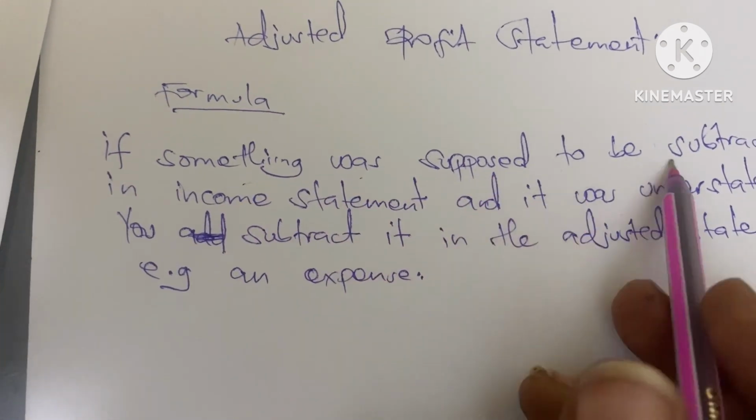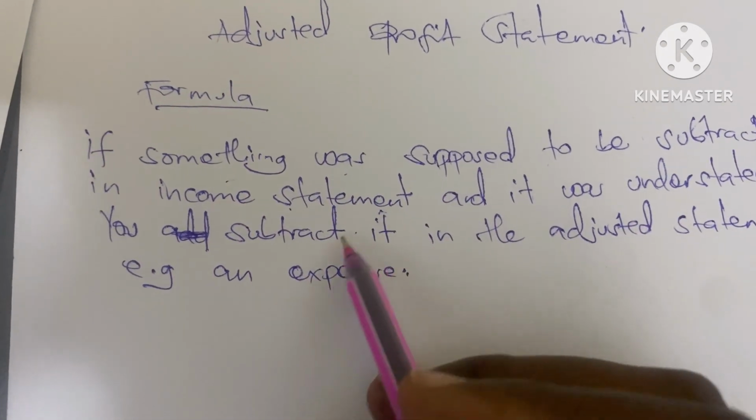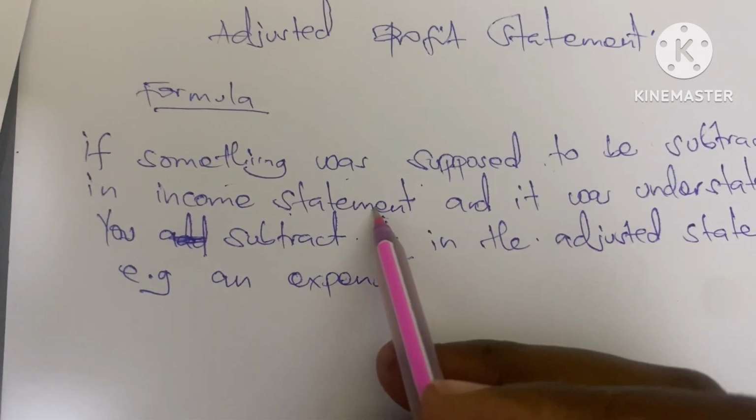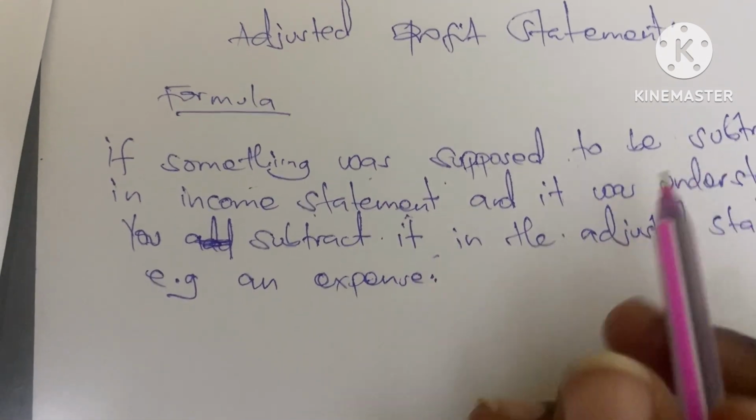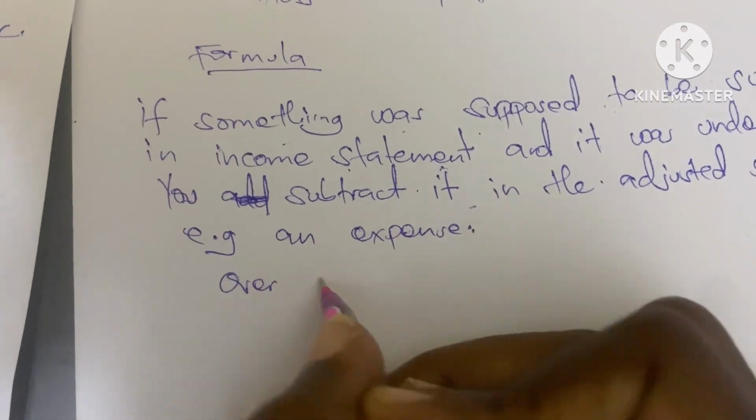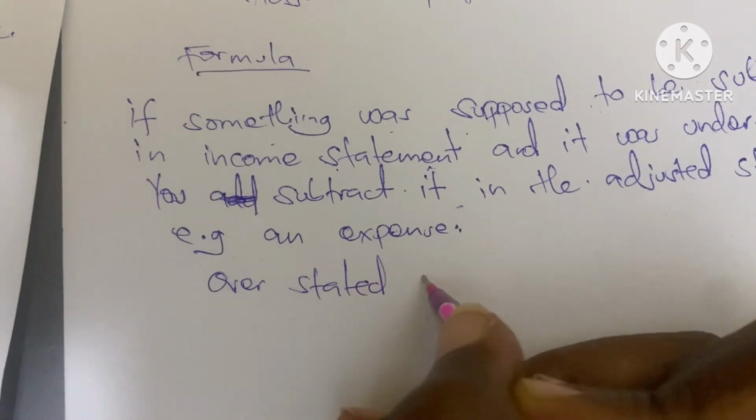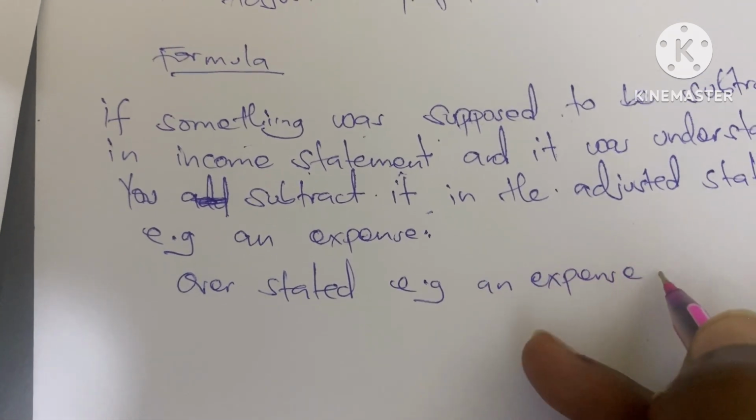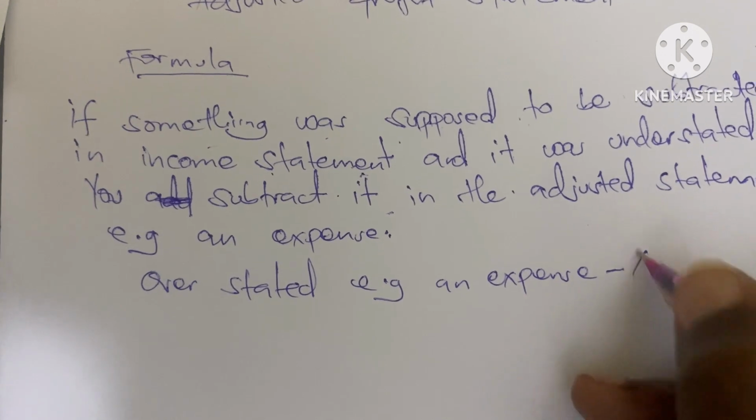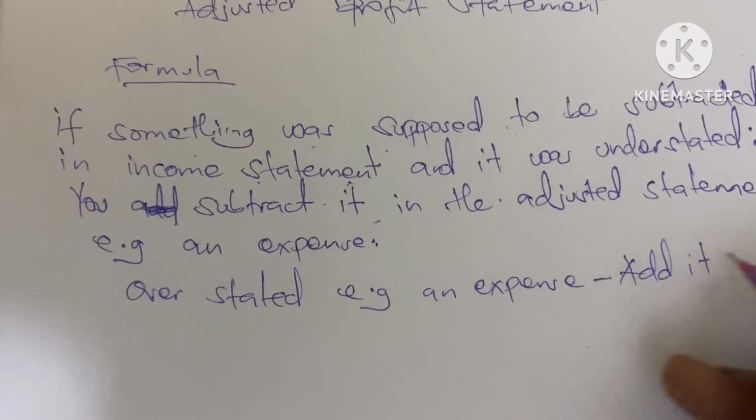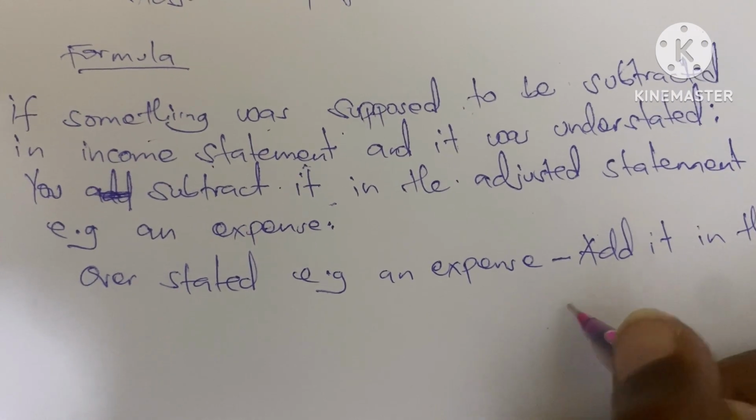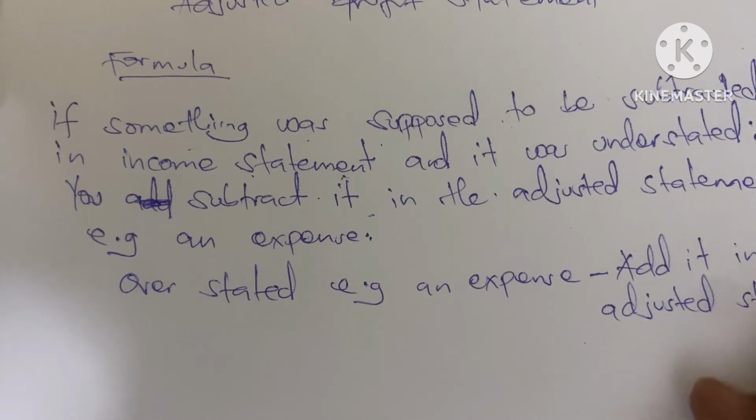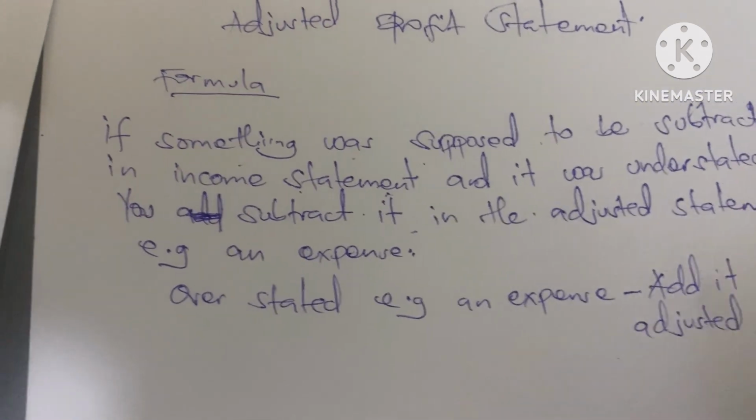So if something was supposed to be subtracted in the income statement and it was understated, you subtract it in the adjusted statement. Then if something was supposed to be subtracted and it was overstated, aka an expense, you add it in the adjusted statement. You get what I mean?